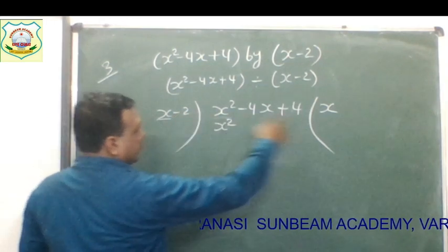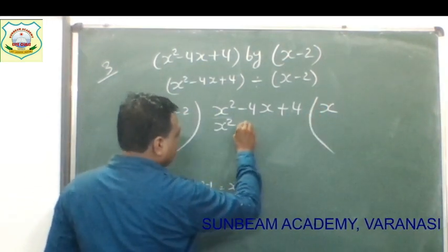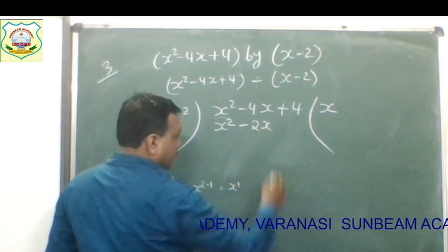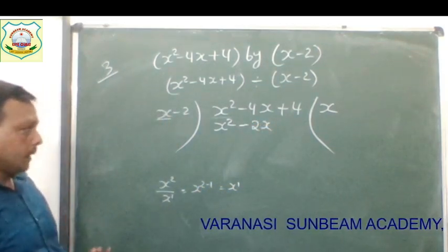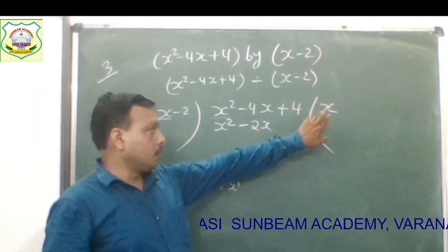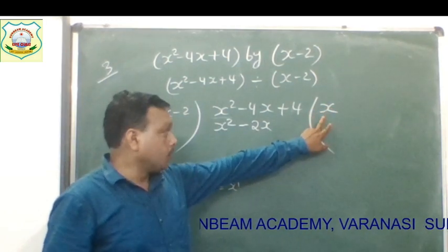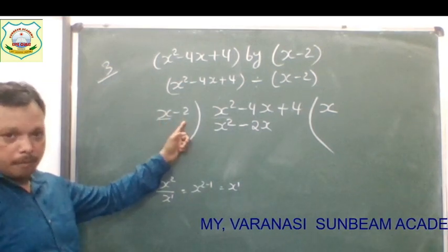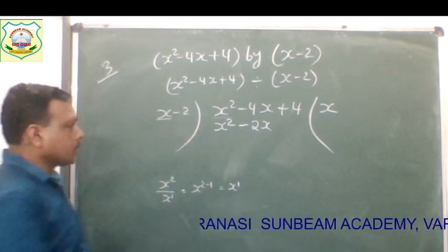Now minus is here, plus, minus. 2 into x, that is 2x. Students, all this should be clear in your mind. Whatever value you have written here, this value should be multiplied with both terms, however many terms are given. So x square minus 2x.